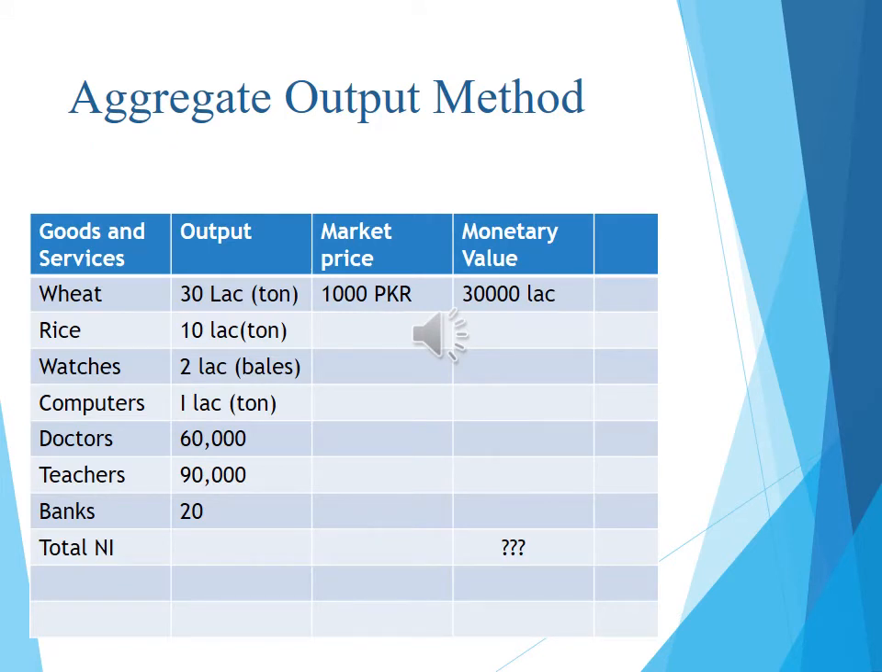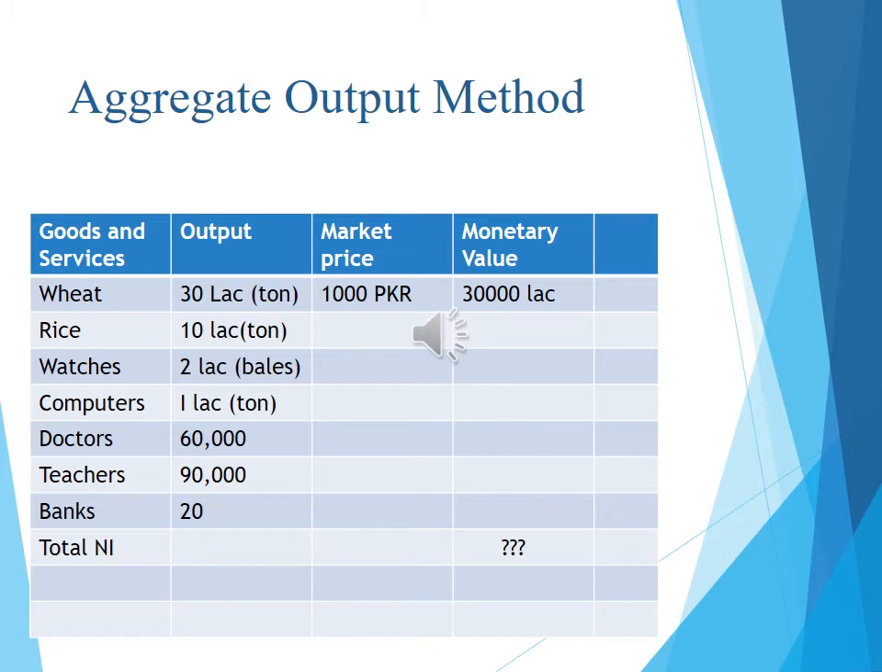Here is a table to show how the national income is measured by using the method of aggregate output. In the first column, different goods and services have been entered. Here are a few goods and services, but they represent many sectors of the economy. For example, wheat and rice represent the agriculture sector, watches and computers represent the industrial sector, doctors and teachers represent the services provided by individuals, while banks represent the services provided by institutions.